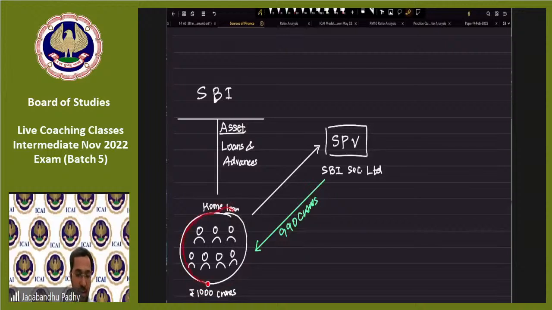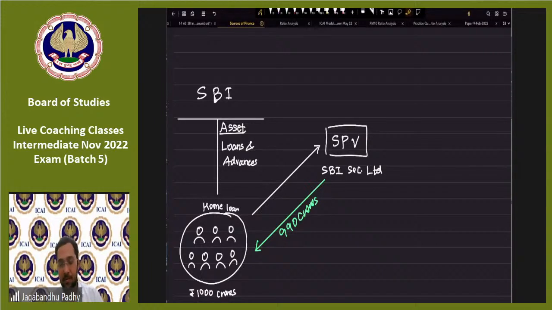It is undertaking the entire risk, because out of this 1,000 crore, you don't know how much we will be able to realize. Some of the loans may become bad debts. I don't know, out of the 1,000 crore, maybe 100, 200, 500, or what proportion of the loan may become bad debts. But once I give this right to the SPV, you take away the loan, you give me upfront 990 crores. Can I say I am protecting myself from those bad debts? Yes or no?